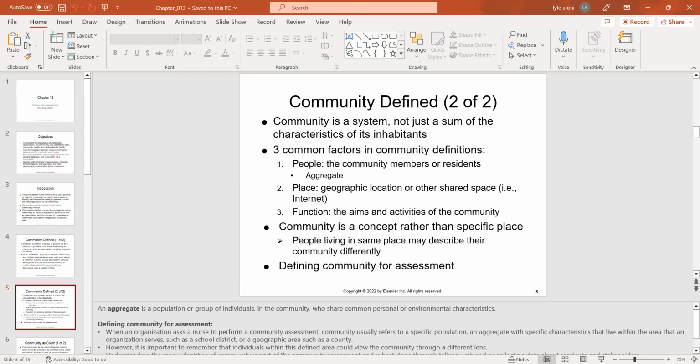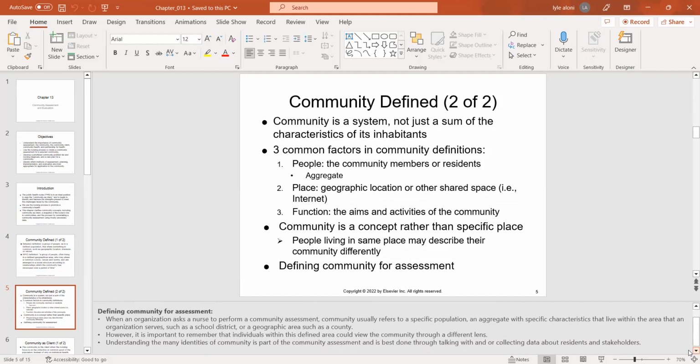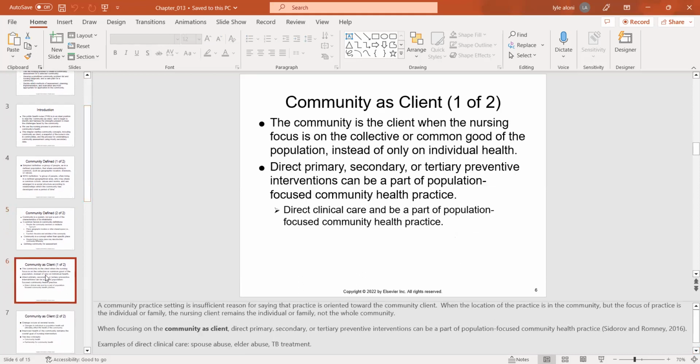When we take a look at defining community within an assessment, we're looking at community as a specific population, an aggregate with specific characteristics, that lives within an area and shares an organization. So we have our people, place, and function. These are our 3 common factors that we look at. We know community is a concept rather than a specific place, so people living in the same place may describe their community very differently. Understanding the many identities of community is part of the community assessment, and something we want to be careful with when we're looking at it.